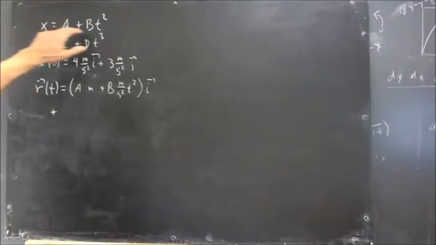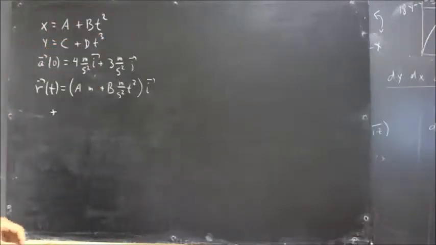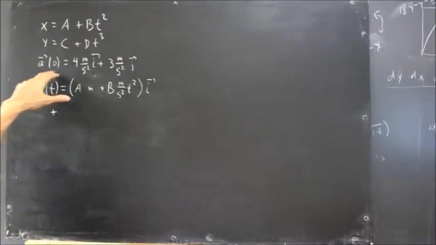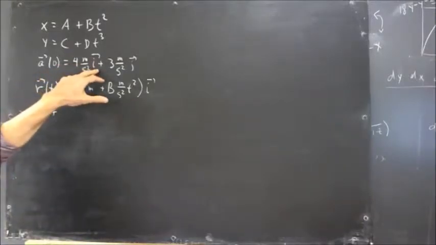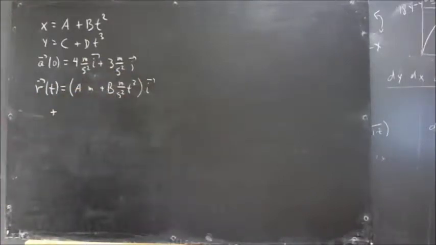Suppose now we have x equals a plus bt squared, y equals c plus dt squared, and we're going to put units in these things in a minute, with the condition that a of 0 is 4 meters per second squared times I plus 3 meters per second squared times j. Okay, I'm going to write the r of t vector.